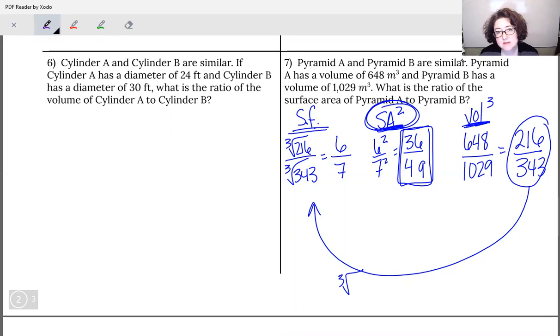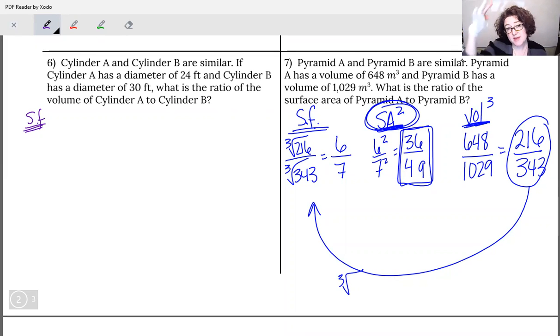Cylinder A and cylinder B are similar. Cylinder A has a diameter of 24 feet and cylinder B has a diameter of 30 feet. So they're just giving us lengths of something in our figure. They're talking about the scale factor. So let's go ahead and write our relationship for that and see where that gets us so far.